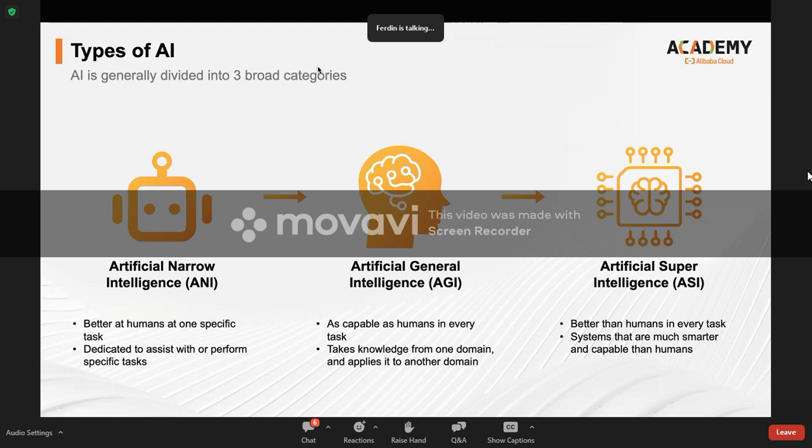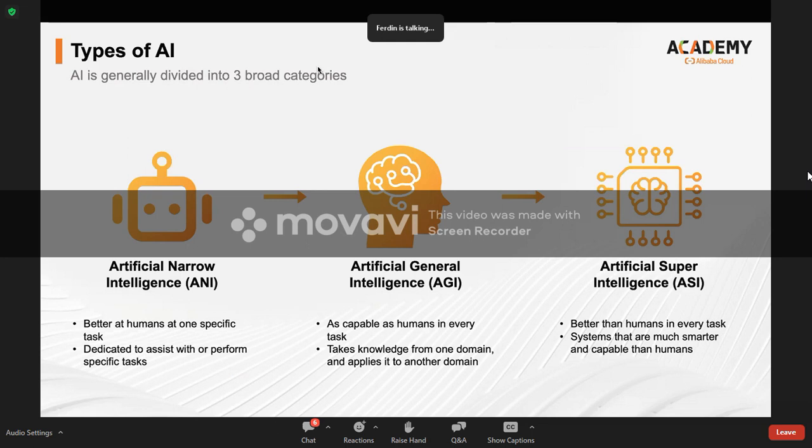Next we have artificial general intelligence. It will do many tasks, but it is not more than humans. It is less than humans' ability, or maybe up to the level of humans, but not more than humans. But it will take knowledge from one domain and apply it to another domain also. And it can do multiple tasks. Examples are humanoid robots. We have the Sophia robot recently, right? Those are artificial general intelligence. This is the latest level of intelligence which we have.